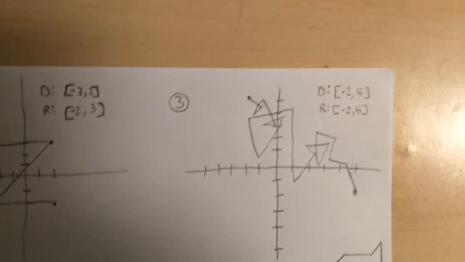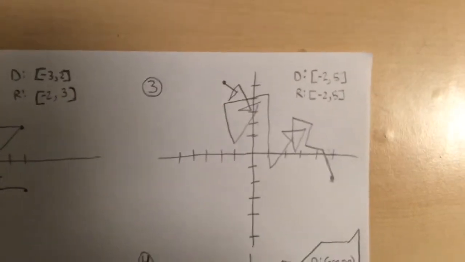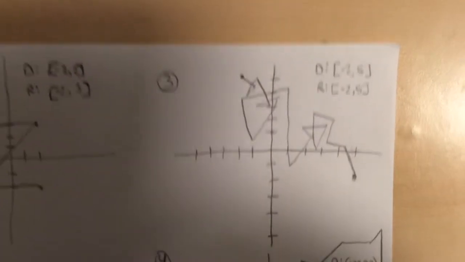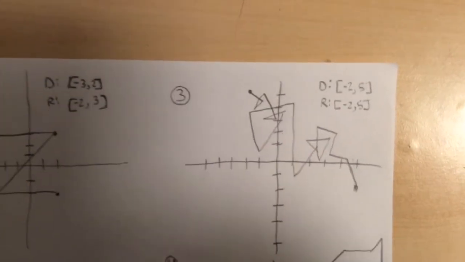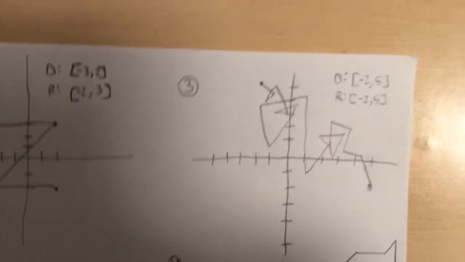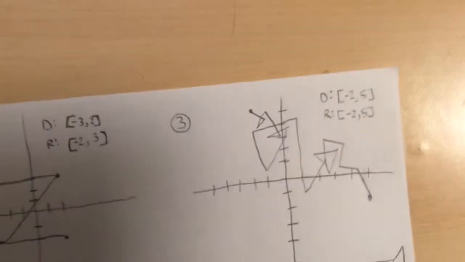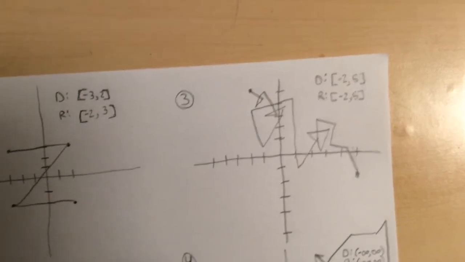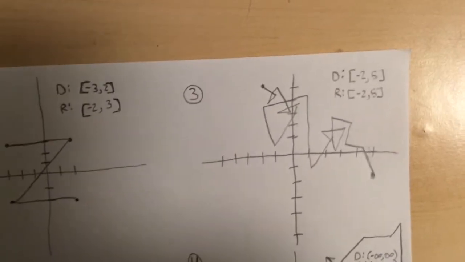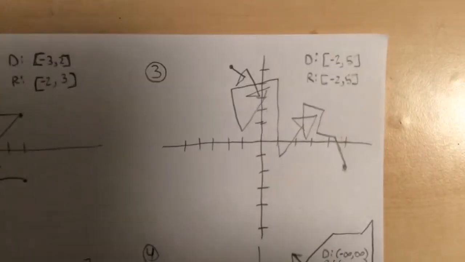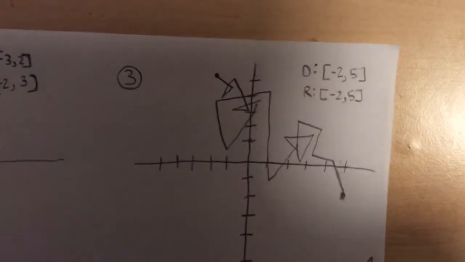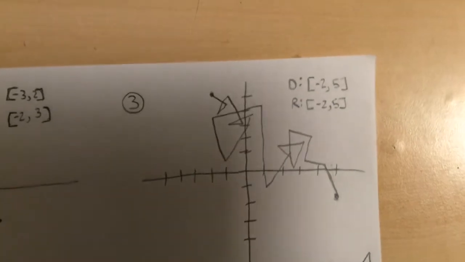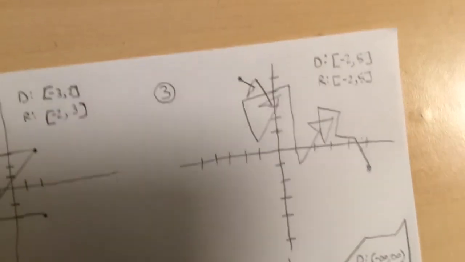For this one, you also want to be only looking at the farthest left and the farthest right x values, and the farthest down and the farthest up y values. Fortunately for us, the x values that are furthest to the left and the right are also the points where the y values are the furthest up and down. So the domain is -2 and 5. And the range also happens to be -2 and 5, interestingly enough.